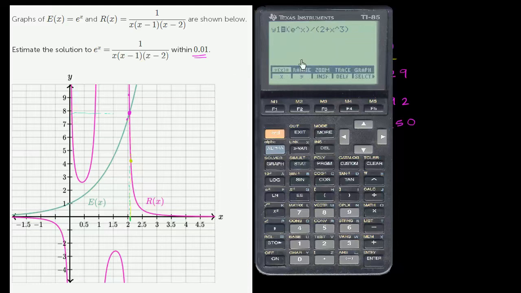And what I'm going to try to do is graph both of these functions. So the first function, let me clear this. The first one is e of x, which on the graphing calculator will be y1, and that's going to be e to the x power. And then the second one, y2, will be r of x, which is going to be 1 divided by x times x minus 1 times x minus 2. And so let's see, I have to close this parentheses as well.